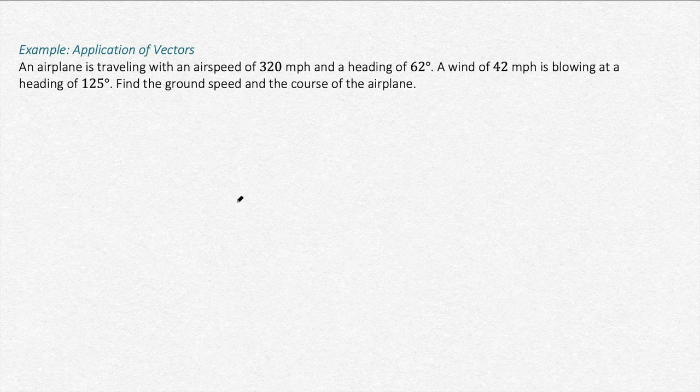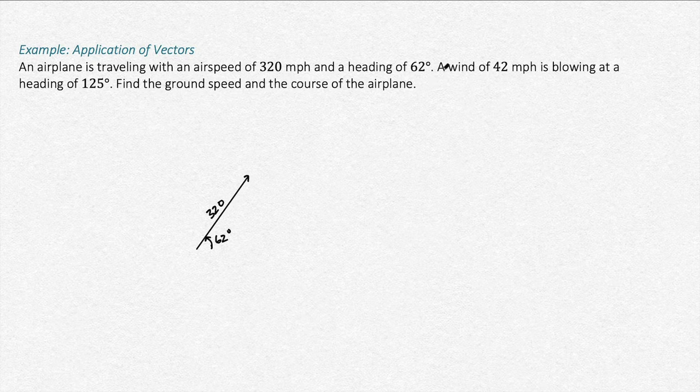So let's go ahead and draw a picture here. We'll use a vector to represent the plane flying at a heading of 62 degrees. So this right here, that's 62 degrees. And the speed of the airplane will be the magnitude of this, 320 miles per hour.